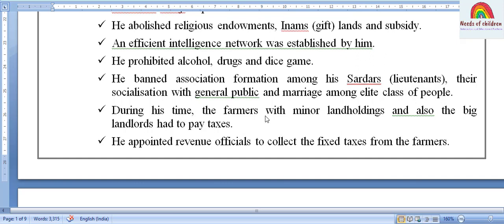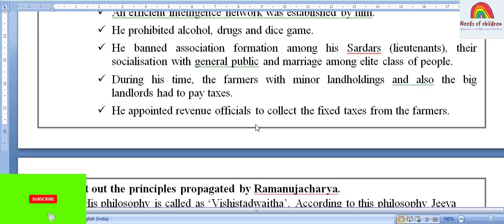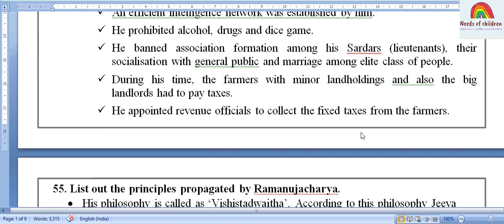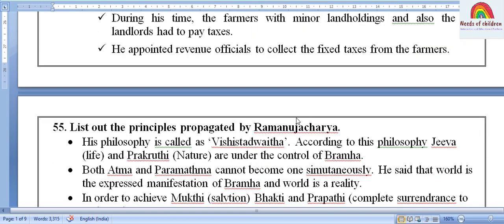During his time, the farmers with minor land holdings and also big landlords had to pay taxes. He appointed revenue officials to collect the fixed taxes from the farmers. So these are the points for the answer. Okay, let's move on to next question, dear friends. Here is the next question. List out the principles propagated by Ramanujacharya.